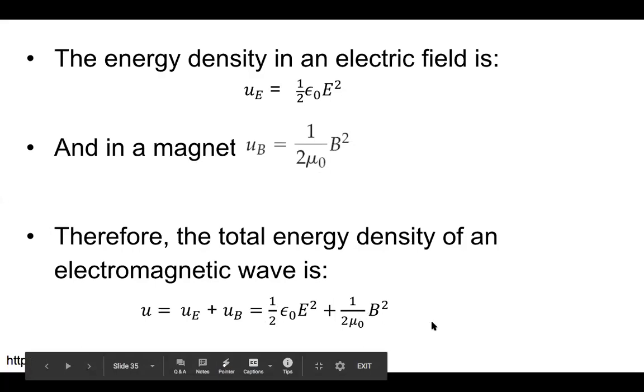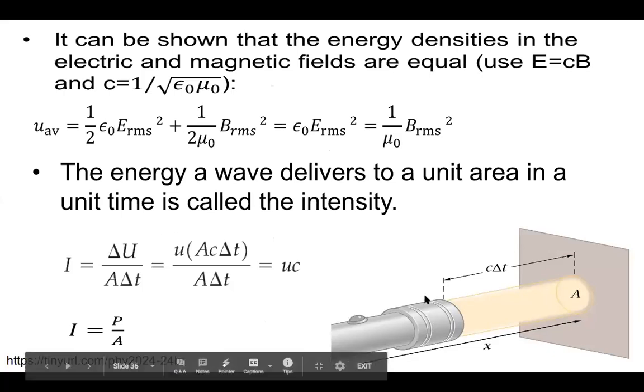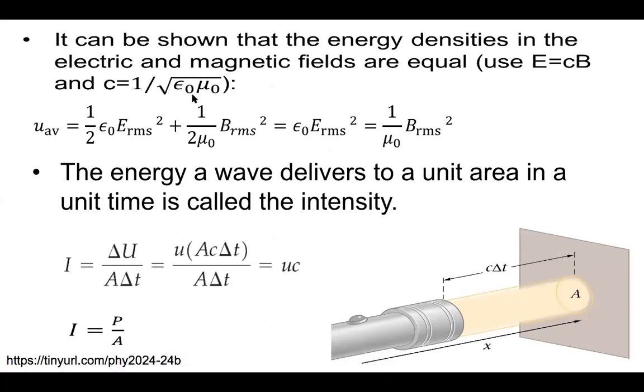Also, given that E is equal to C times B, we can apply that all the time, and C is equal to 1 over the square root of epsilon 0 mu 0. So the overall average energy density in an EM wave could be expressed purely in terms of the magnetic field, or the B field, in RMS quantities. So either this one or that one.